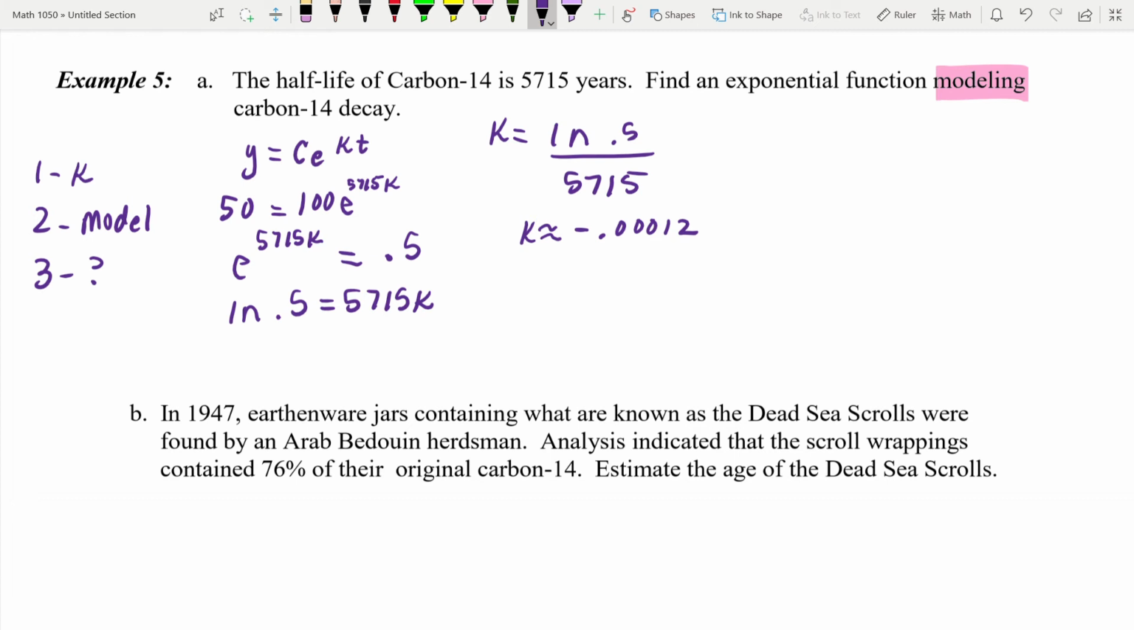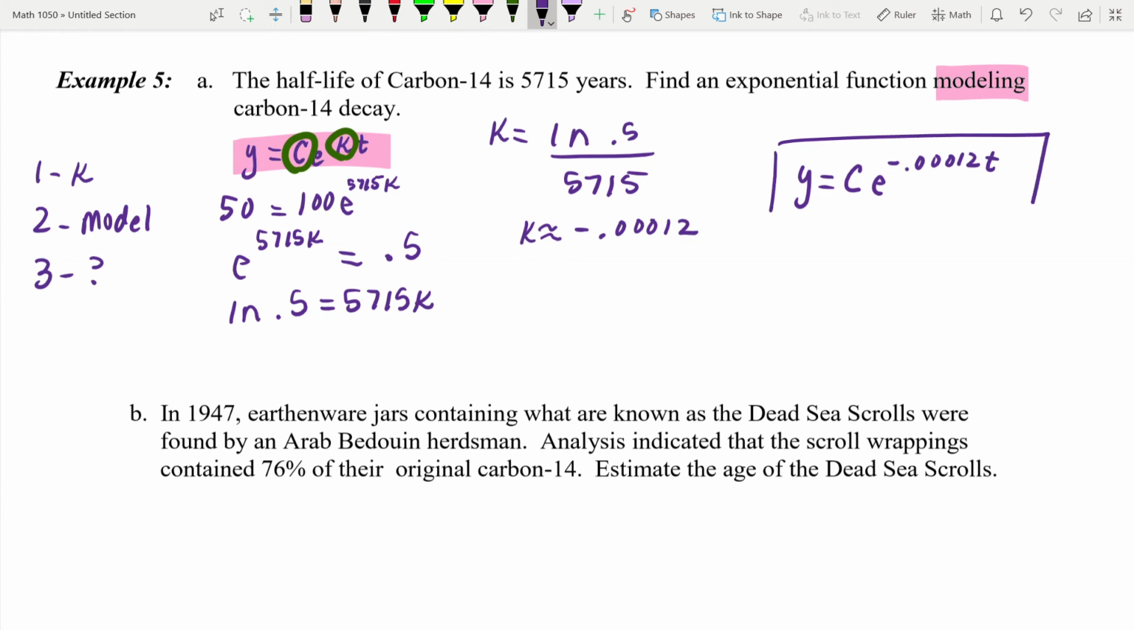All right, so now I need my model. I want you to remember this, guys. When I write down this model, my C and my K are the only numbers I put in. But they didn't tell me what I started with. You can't make it up on the model. I just made it up to find my K. So if I don't know how much I started with, I'm just going to leave it alone. So it's y equals C e to the negative 0.00012 times t. That's my model.